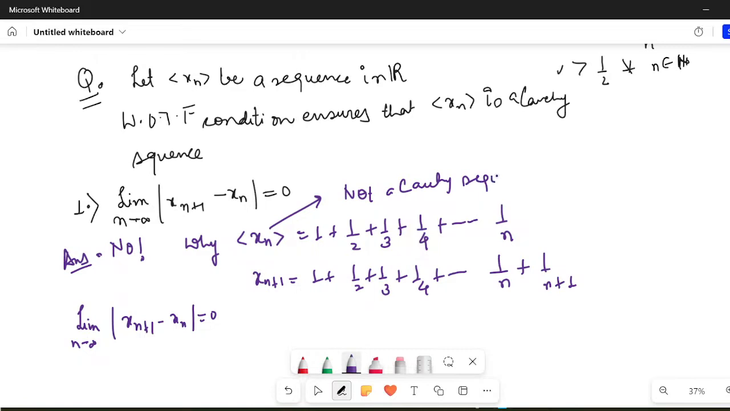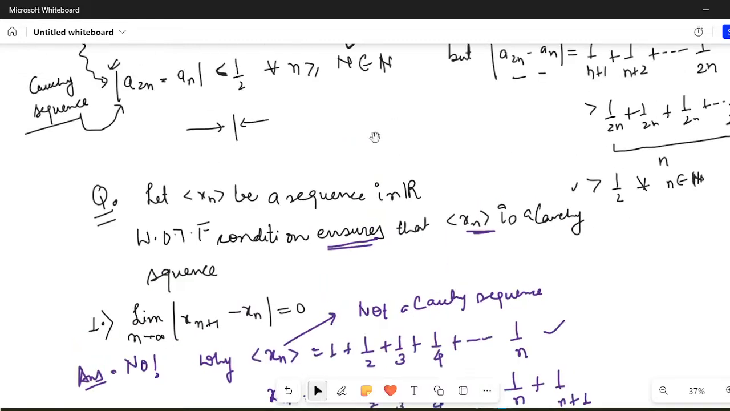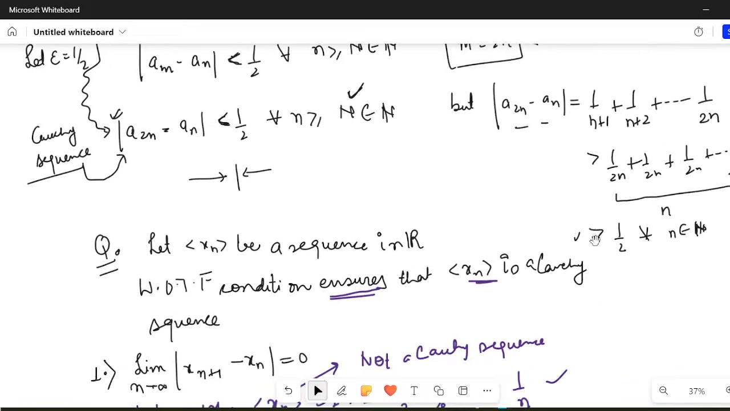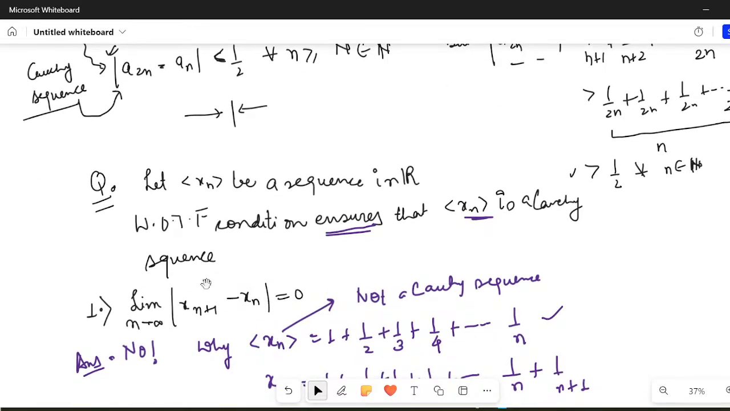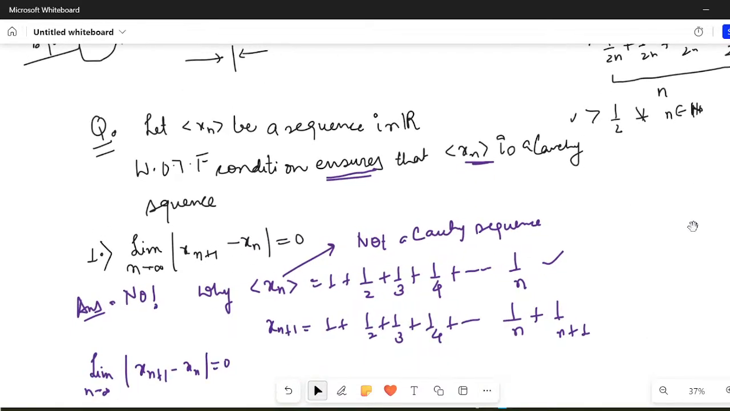So the condition that limit n tends to infinity xn plus 1 minus xn should be 0 for a Cauchy sequence is false. So which of the conditions ensures that xn is Cauchy? No, not at all. This condition may be valid even if you take xn to be a non-Cauchy sequence. You just take this sequence. Clearly I showed you just above that this particular sequence is not a Cauchy sequence. However, this particular sequence is actually satisfying this condition, that is limit n tends to infinity xn plus 1 minus xn is coming out to be equal to 0.